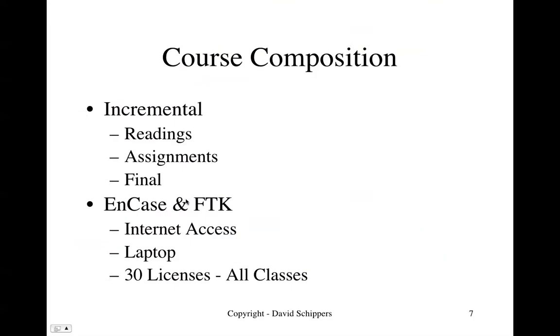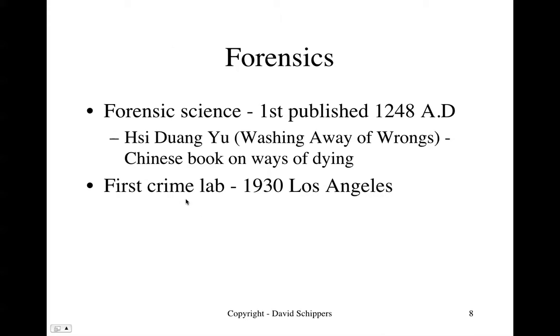We're going to go back to the course composition and move into forensics in general. So if you're going through Digital Forensics Explained by Dr. Goglin, you will note immediately that in his book, he lists out that some of the first publications on forensic science were in China, and they were in a book that's loosely translated as Washing Away of Wrongs. It was really a Chinese book on ways of dying. So that was one of the obviously earliest versions of actually published forensic reviews or forensic science, if you will.